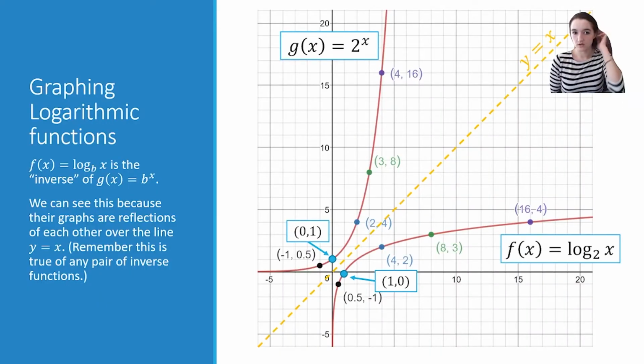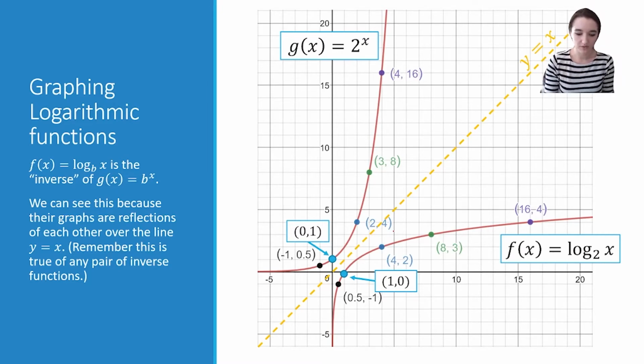Alright, so let's look at how to graph a logarithmic function. f of x equal to log base b of x is the inverse of g of x equal to b to the x power. We can see this because their graphs are reflections, as I've shown before. Definitely want to remember this property. So you can see their reflection now actually well drawn.